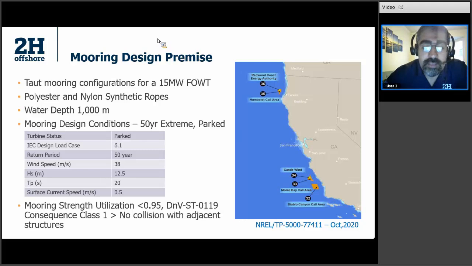And as a base case, we are looking at consequence class 1, which means a redundant system and no collision with adjacent structures is expected. This is our base case assumption, and I'll be talking about those consequence classes and redundant and non-redundant systems in a few minutes, what the difference is and how it affects our design.